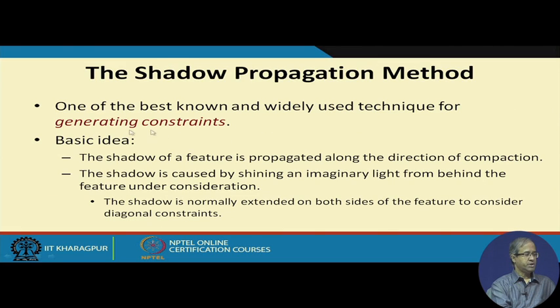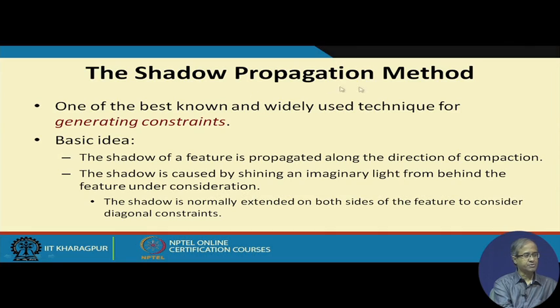Now, the question is, how do we generate the constraint graph? Given a number of blocks, where blocks means the rectangles I am talking about in this context, what are the constraints? Separation, connectivity and so on. One of the very interesting methods of generating this kind of constraint graph is something called shadow propagation.